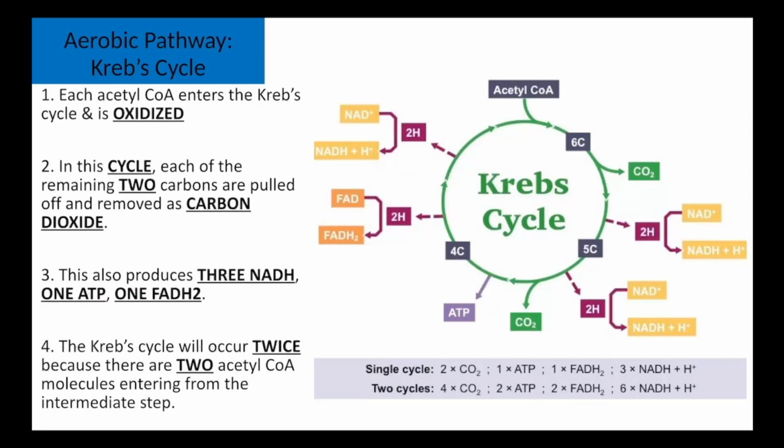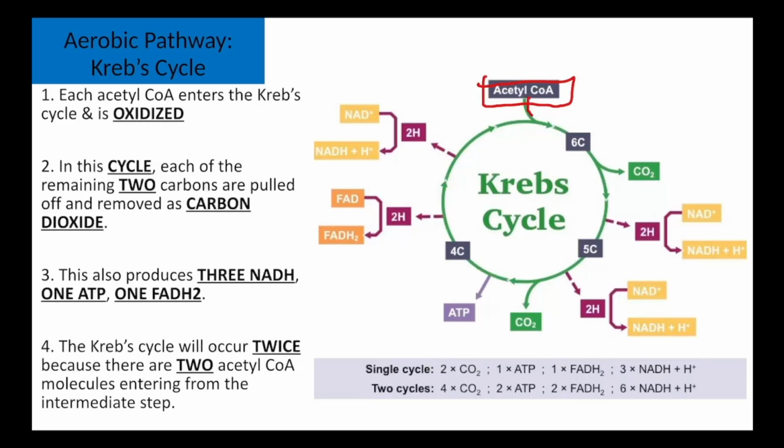So then we get to the Krebs cycle. Now we're in the mitochondria. The Krebs cycle is going to happen in the mitochondria. And remember, at the intermediate step, we produced 2 acetyl coenzyme A molecules. So that means they can go through this twice because we have 2 of them. Now here we'll just look at one coming through.